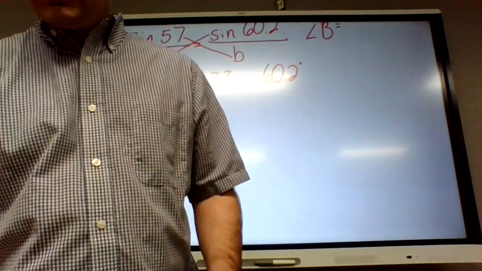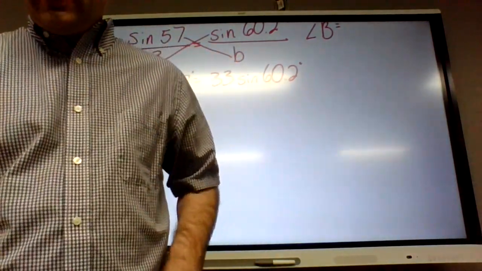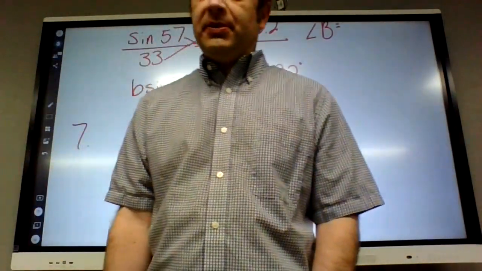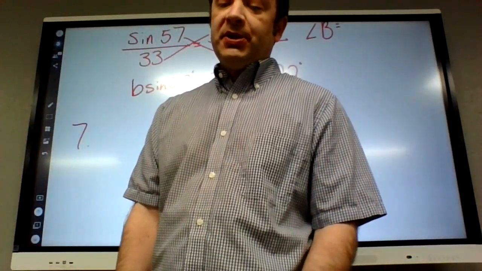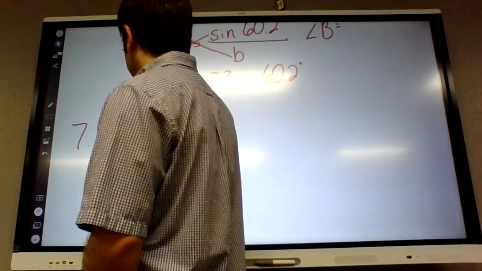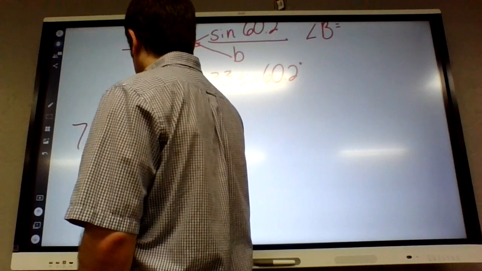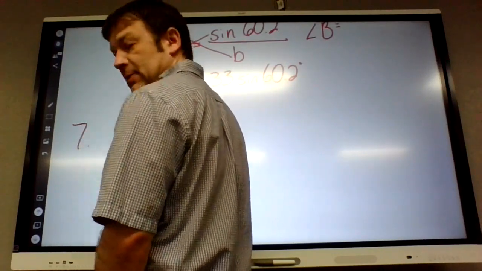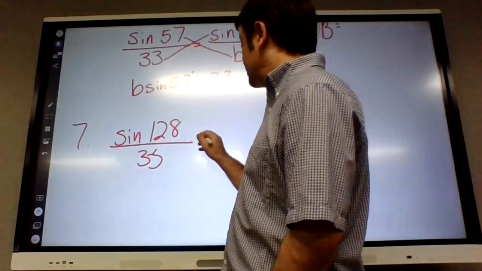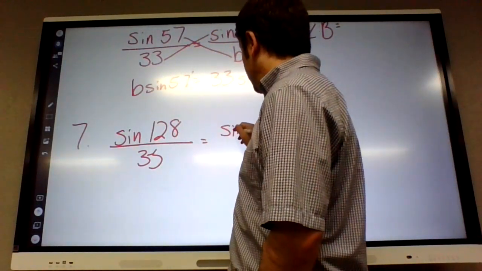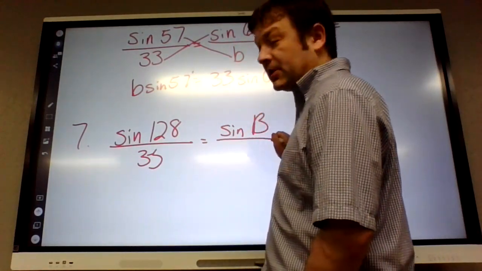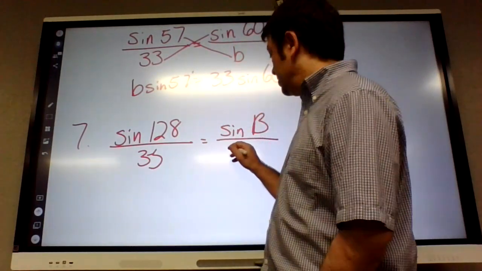Okay, let's do number 7. So, kind of the same problem. They give us side B, but they ask for side A. So we can do sine of 128 over 35. Sine of angle C over side C equals sine of angle B, which we don't know, over side B, which is 35.